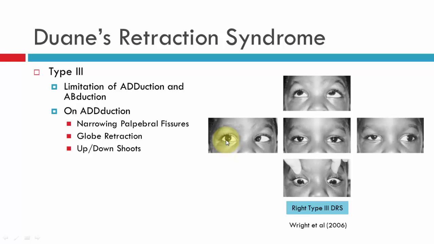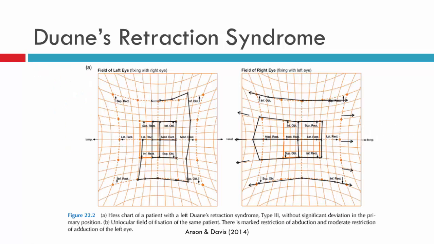When they're looking over to the right, we see quite significant limitation of the lateral rectus. And when they're looking over to the left, we see significant medial rectus underaction. We also see the narrowing of the palpable fissures and the widening of the palpable fissure here, and also some globe retraction over here as well, but no significant upshoots or downshoots.